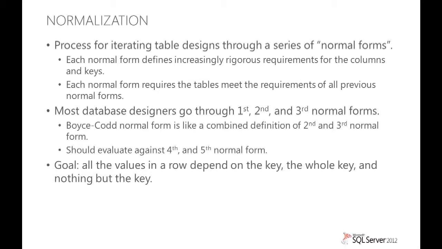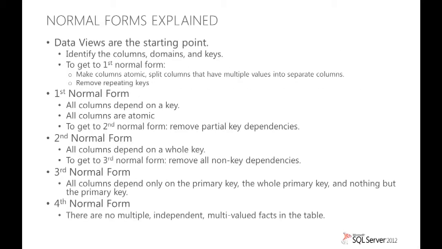So back in the days when third normal form or Boyce-Codd were the design goals, somebody came up with this cute little phrase that by the time you get to third normal form, all the values in a row should depend on the key, the whole key, and nothing but the key. This is a one-page summary of the normal forms and the rules you apply to go from one normal form to the next. And then on the next page we'll start an exercise where you'll actually see these rules in action.